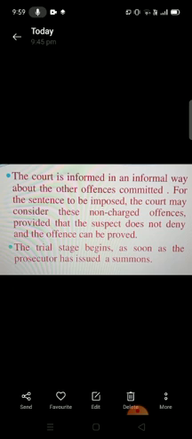The court is informed in an informal way about the other offenses committed. For the sentence to be imposed, the court may consider these non-charged offenses, provided that the suspect does not deny them and the offense can be proved. The trial stage begins as soon as the prosecutor has issued a summons. Without it, the case cannot be started.